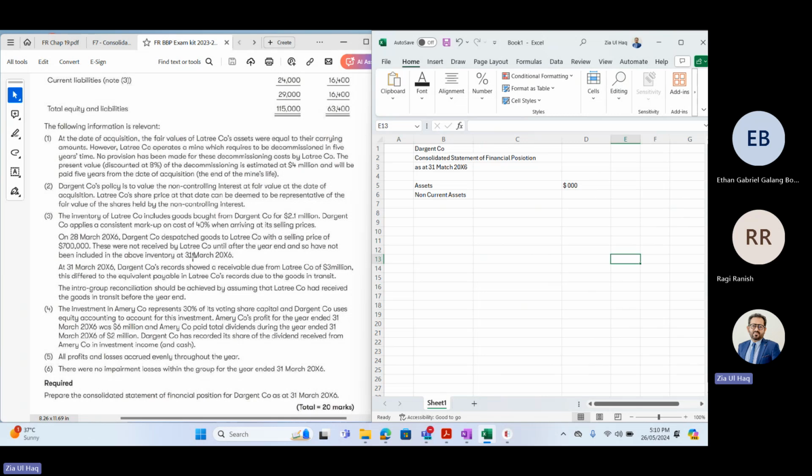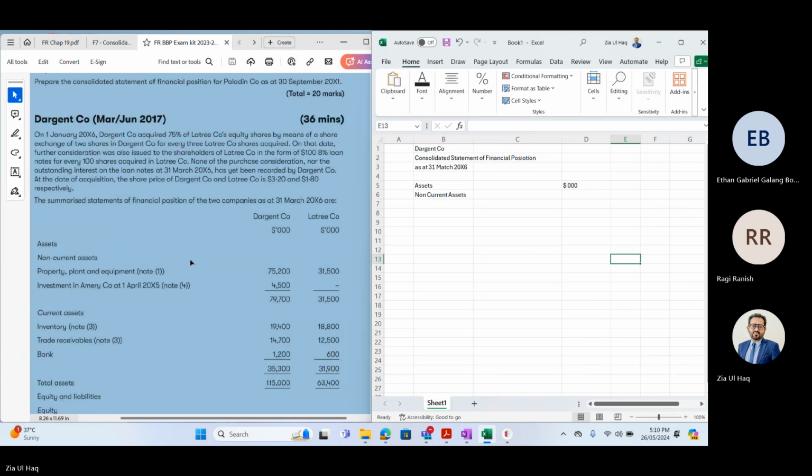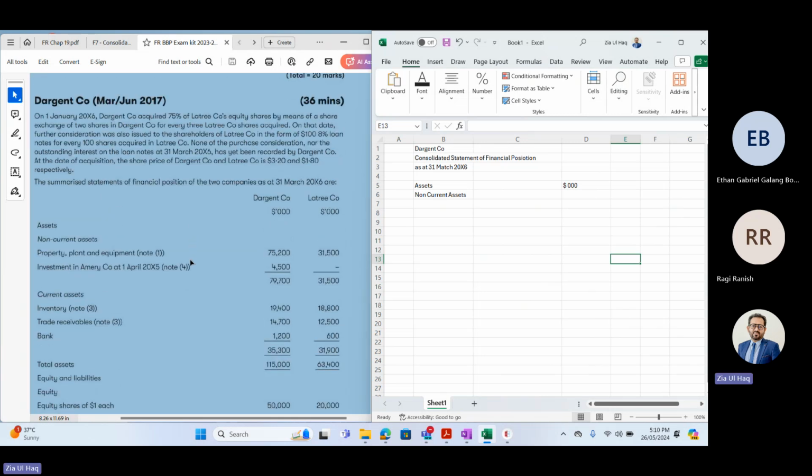So let's move toward the question. What's the year end? 31st March 20x6. On 1st January 20x6, 3 months before year end, Dargent company acquired 75% of Latry company equity shares by means of a share exchange of 2 shares in Dargent company for every 3 Latry company shares acquired.